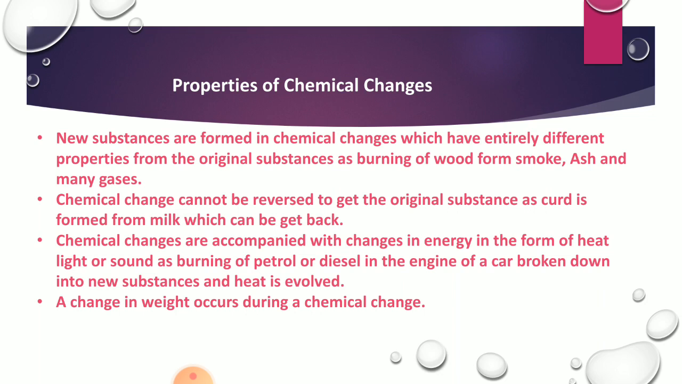As we have seen in physical change, there is no change in weight or mass of the substance, but in chemical change there will be a change in weight or mass of a substance. So as we know about rusting, rusting is a chemical process, and if you measure the weight of rusted iron, you will find that it is more than the original weight of iron.